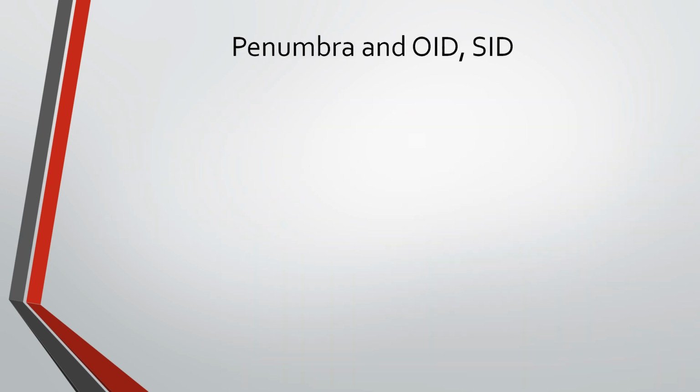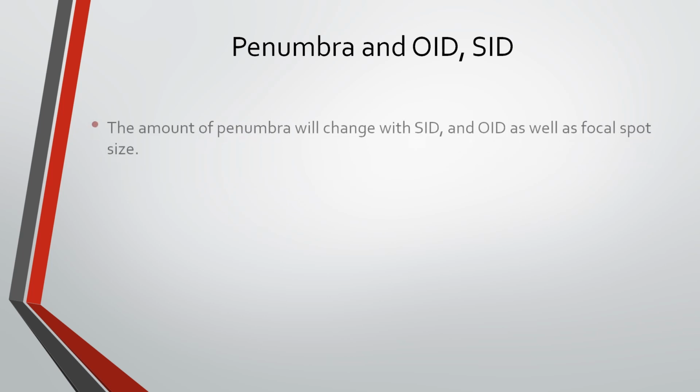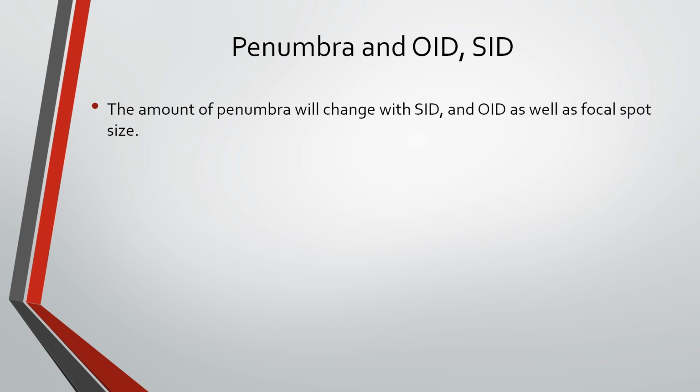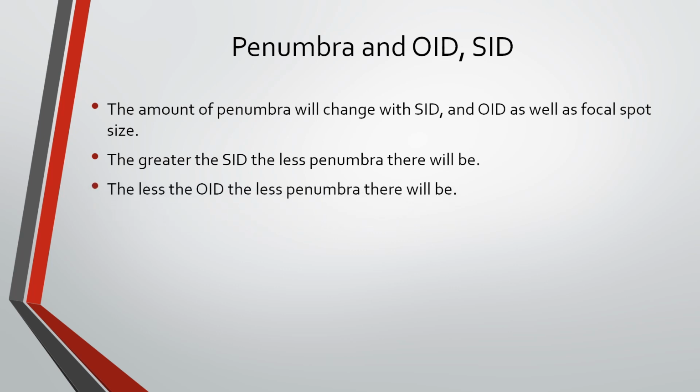We'll talk about the relationship between penumbra and the OID-SID. The amount of penumbra would change with the SID and the OID, as well as the focal spot size that is utilized. The greater the SID, the less penumbra there will be with all the factors remaining the same. The less the OID, the less penumbra there will be.